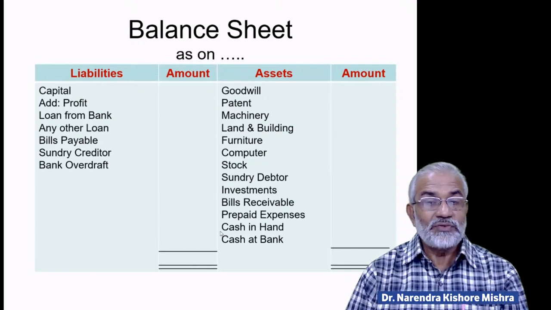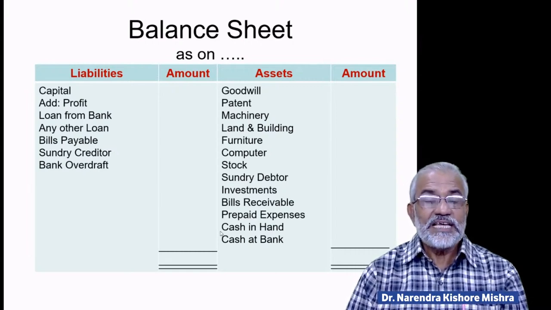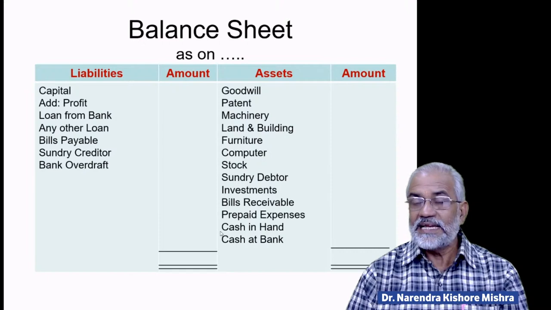That bank overdraft is also a liability because it is our obligation to repay that amount of overdraft to the bank as and when the bank calls for the repayment. So these are the common items appearing on the liability side of the balance sheet. Next, come to the asset side.